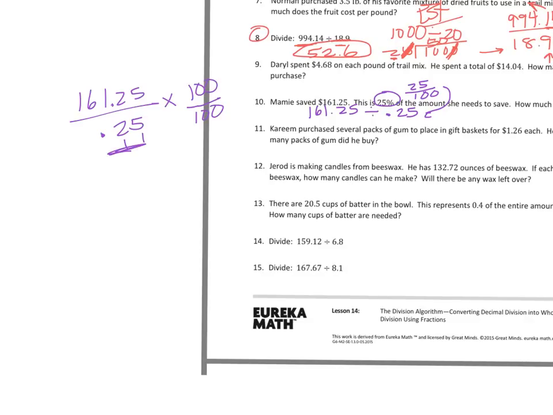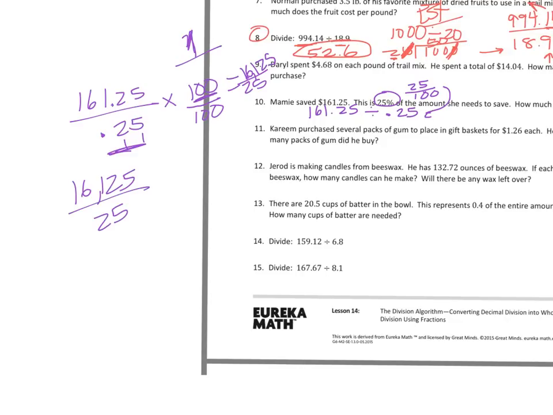And I'm working with hundredths, so 100 hundredths, because that equals 1. So I'm left with 25. And all these digits are going to move 2 places to the left, which means I have 16,125 divided by 25.